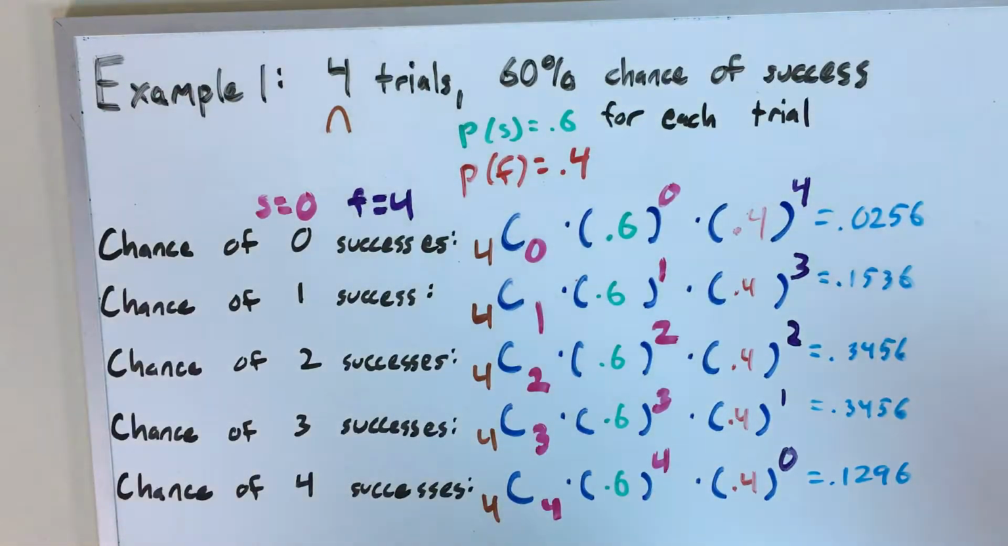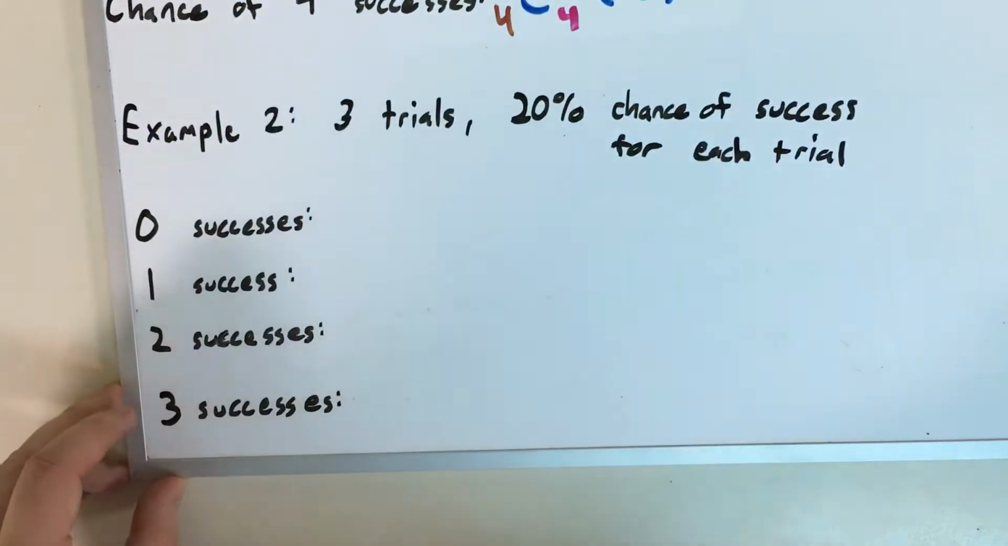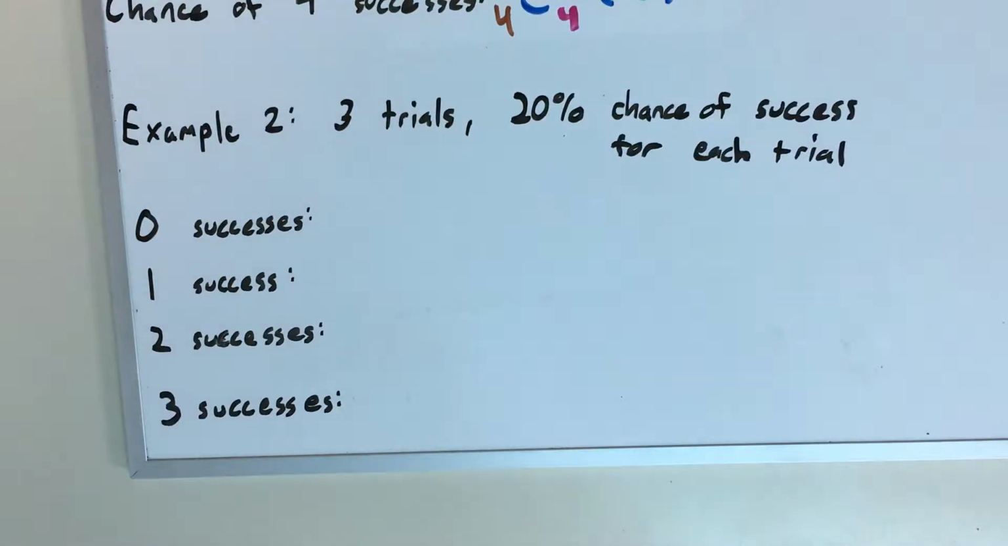This is Mr. W. We are continuing with the first lesson on binomial probability. All right, so next I'll pull up the second example, which will be a little bit easier. Now we have 3 trials, and there's a 20% chance of success for each trial. Go ahead and fill some of this in.